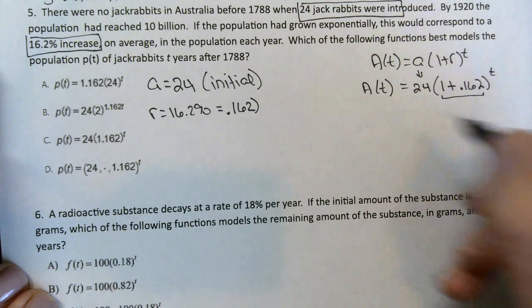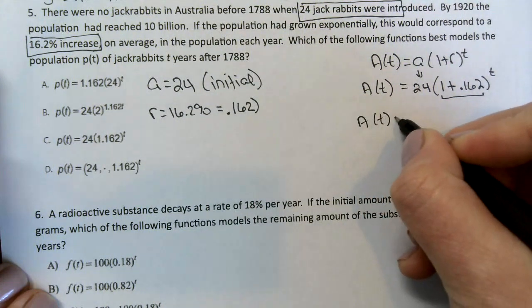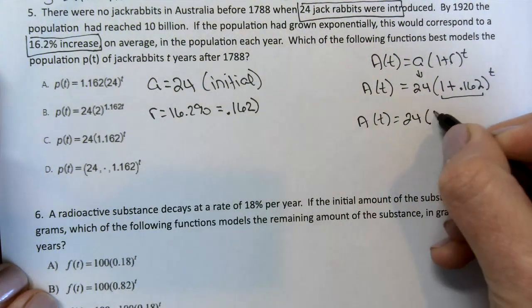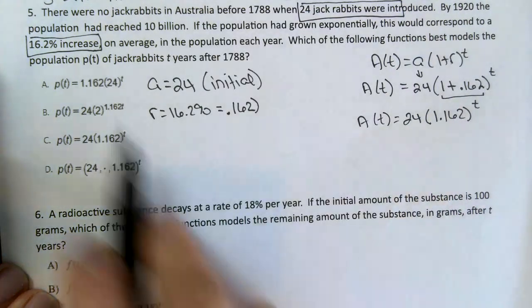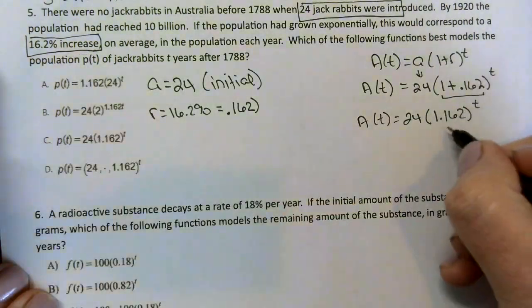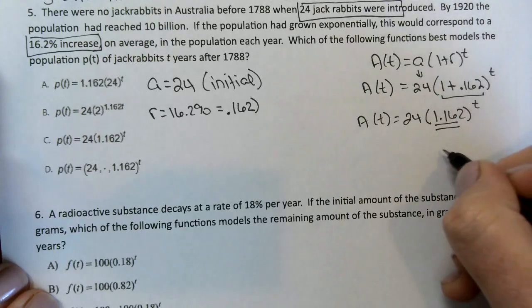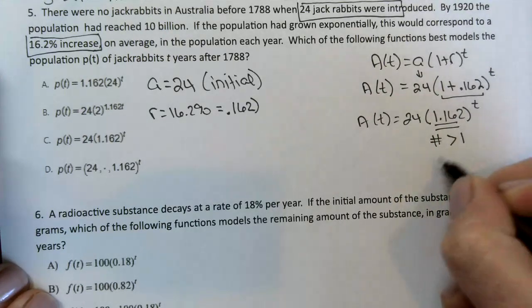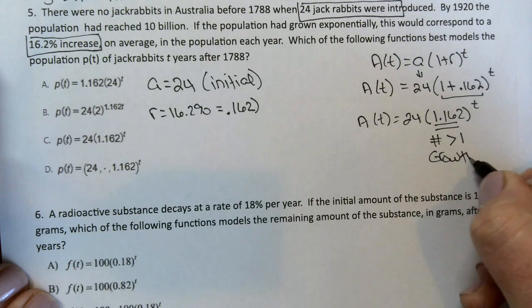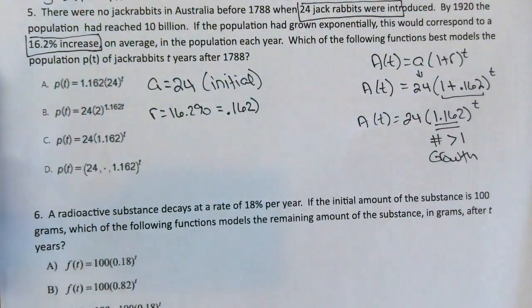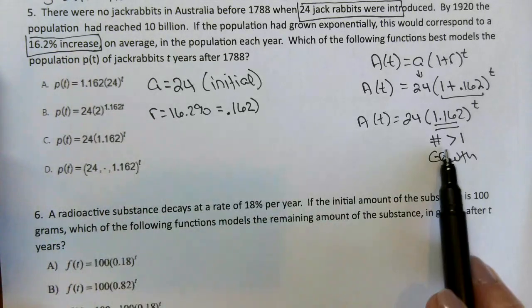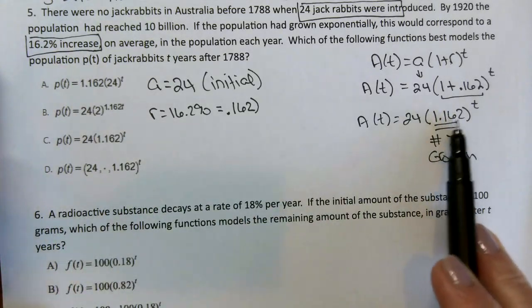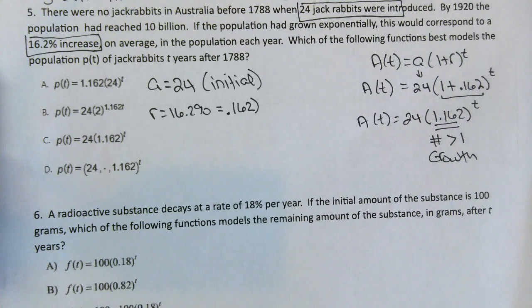I'm going to do the math right there. I get 24 times 1.162 to the t. It says it increased, and that right there is a number bigger than 1. And so that tells me that I just wrote a growth function, and it is increasing. And so that's where the number should definitely be bigger than 1.